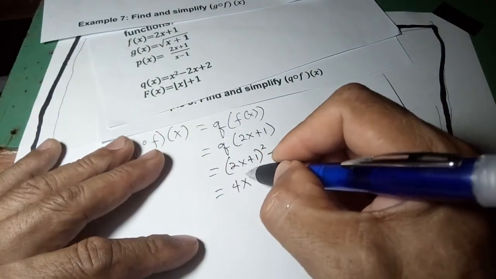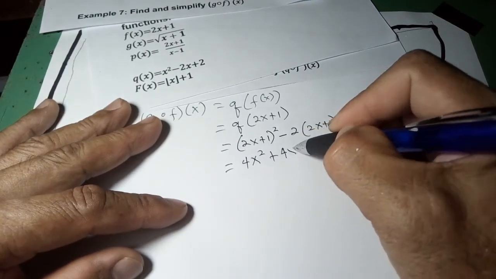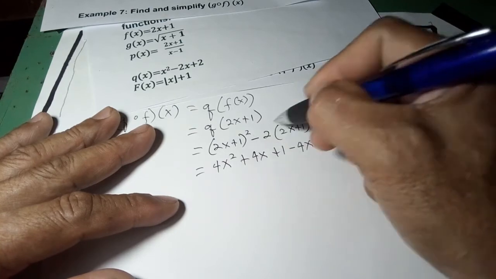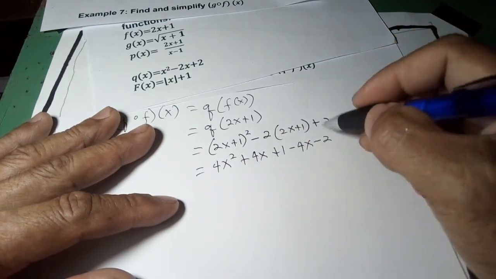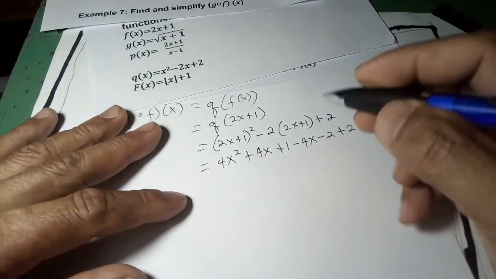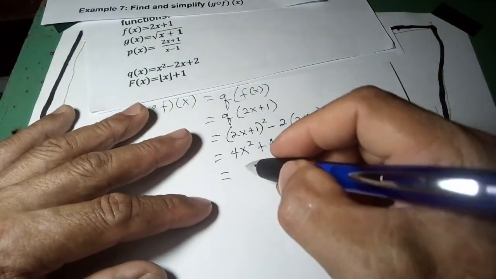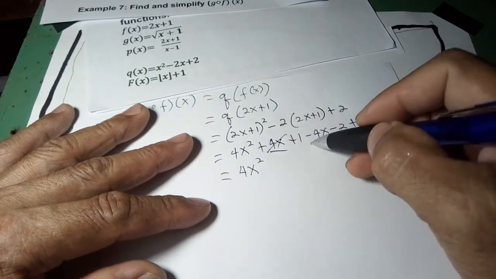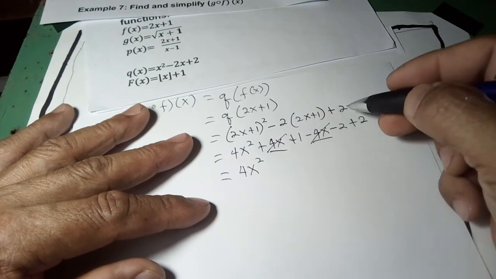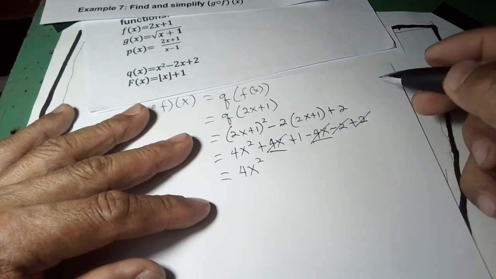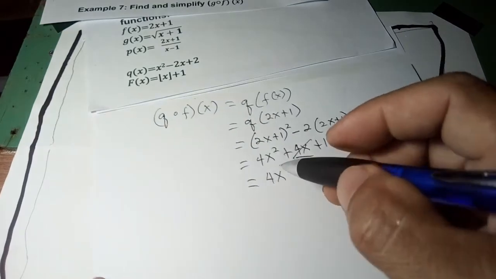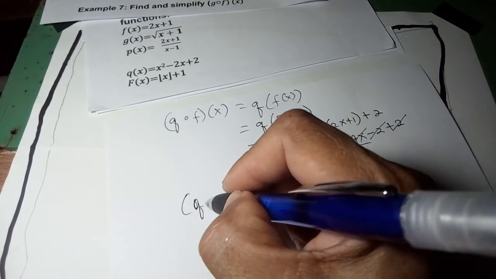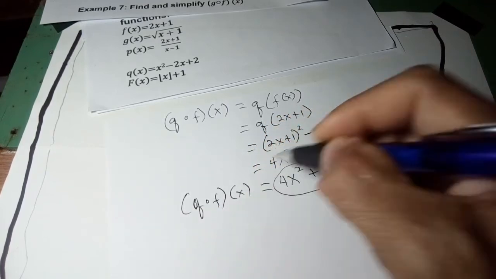This is 4x squared plus 4x plus 1. Distribute negative 2: negative 4x, minus 2, plus 2. So this becomes 4x squared. Combine similar terms: the 4x cancels out, and negative 2 and positive 2 cancel, so plus 1. So this is our result of the composition g circle f of x.